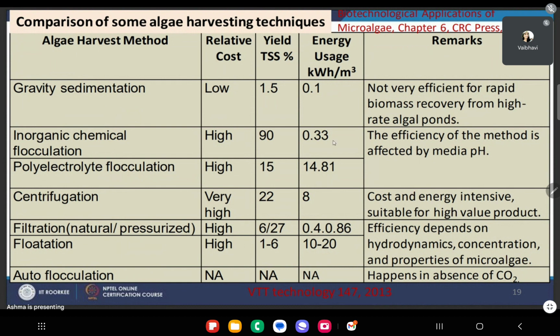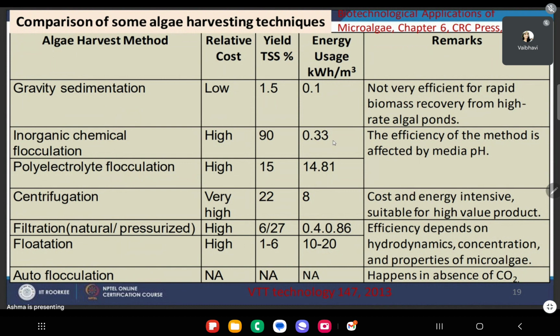Next is inorganic chemical flocculation. Since we are adding chemicals externally, there will be a very high cost associated with these chemicals, but the yield is very high, around 90%, and energy usage is not that much, around 0.33 kilowatt hour per meter cube. But since we are using salts, and the complexation of these salts is pH dependent, the efficiency of the method will very much depend upon the pH of the media.